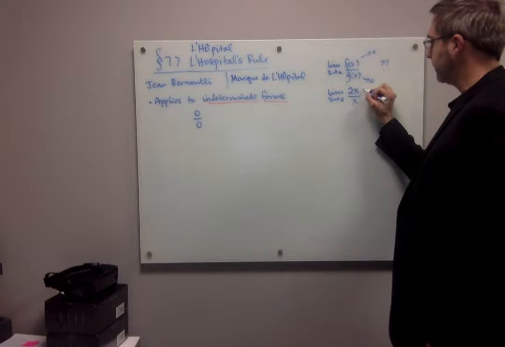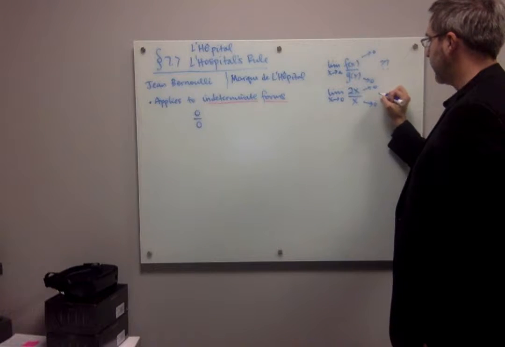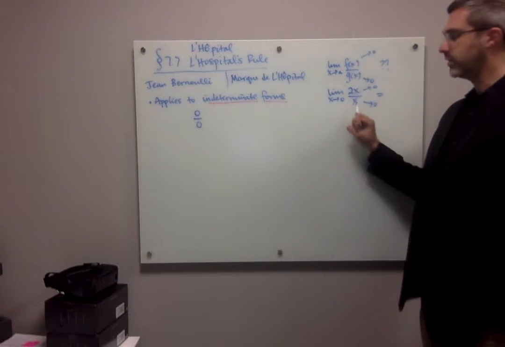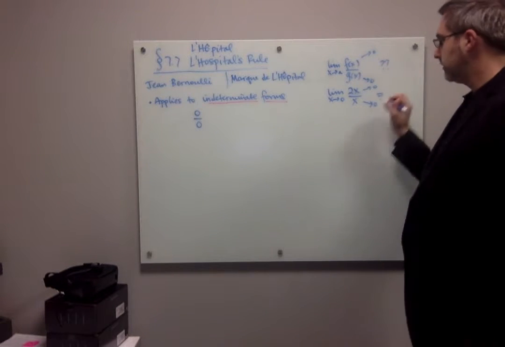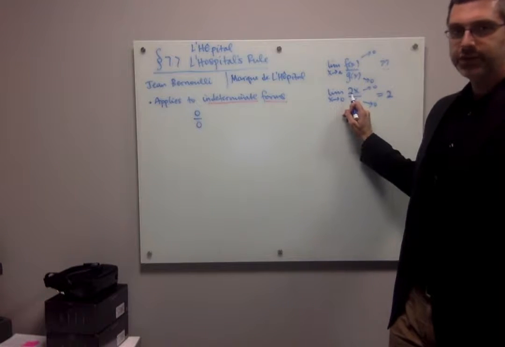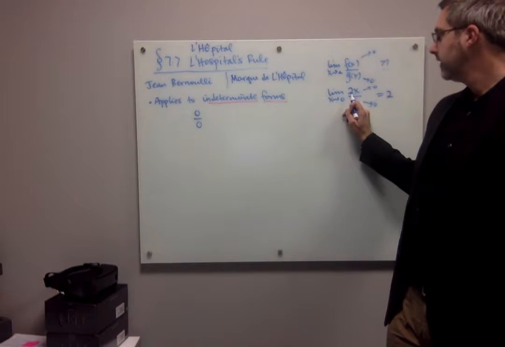So the top here is going to 0. The bottom's going to 0. What's the overall limit for this function, if I were to cancel? Limit would be 2, right? And you can see if I, instead of putting 2, I put 5, the limit could be 5.